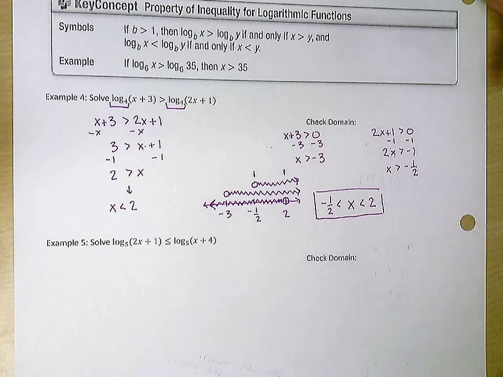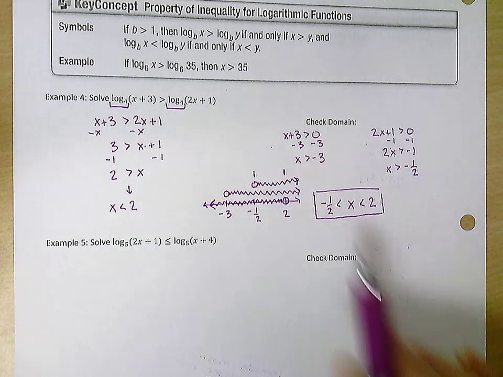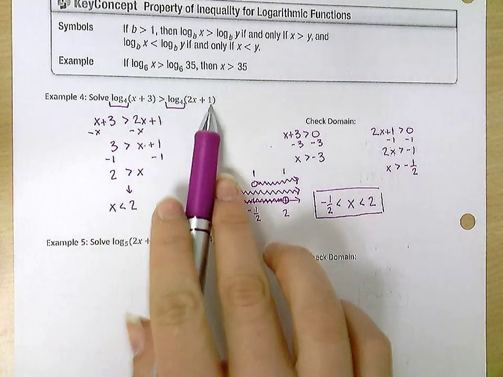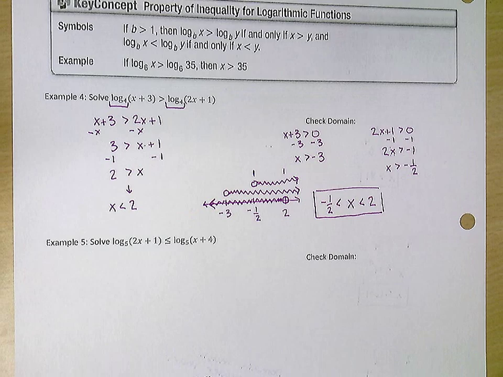Questions on example 4? You do need to plot these on the number line. It will help you determine your final answer. Each of those parentheses has to be set greater than 0 to check that domain. Plot them on the number line. Shade in where it tells you to.